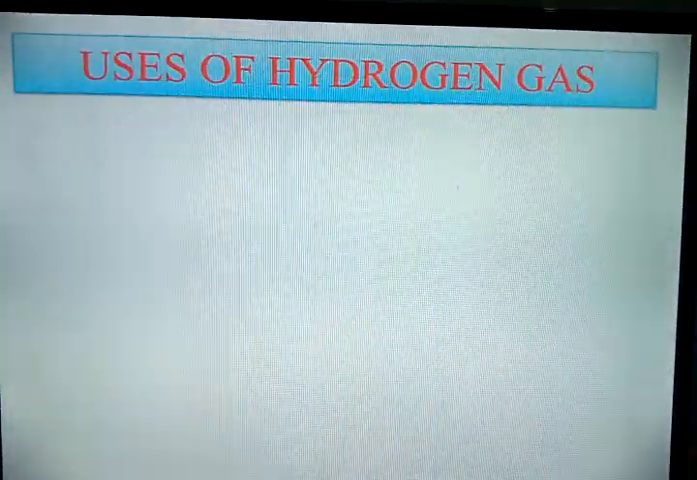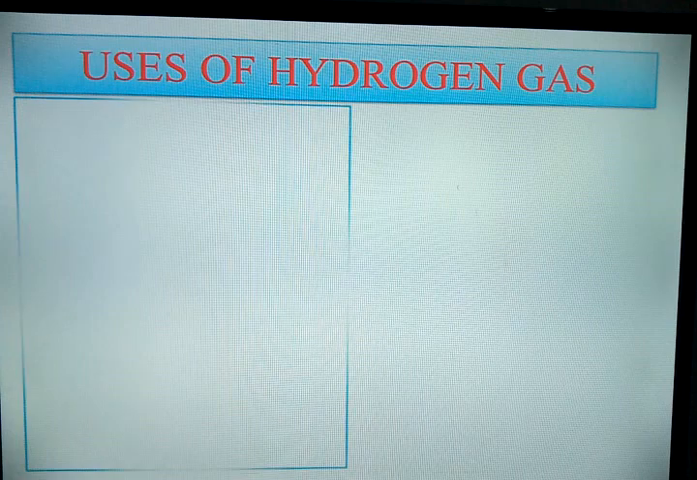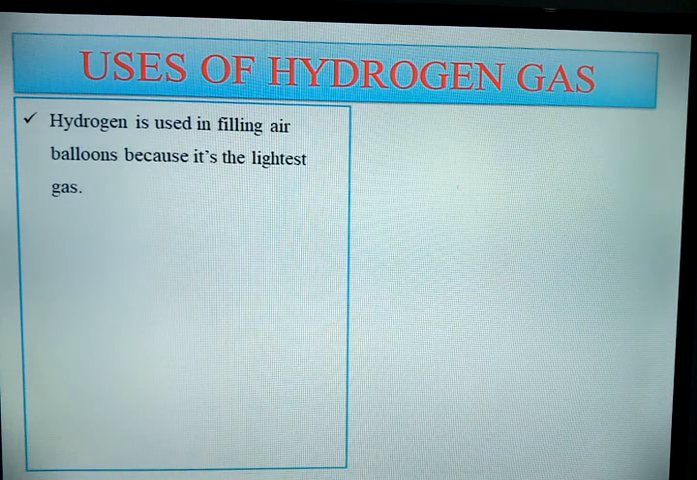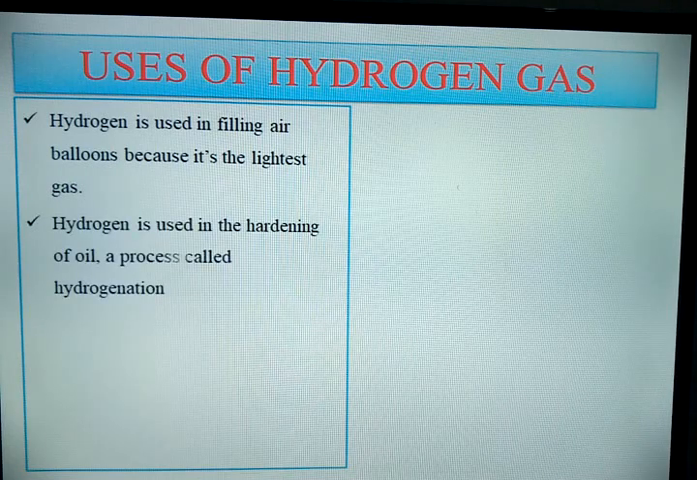As we proceed, we look at the uses of hydrogen. Where is it applied in our daily life? Number one, it is used in filling air balloons because it is light. You've seen these balloons are also being used as means of transport in hilly areas. So if you want to see them being used, you can even go to the Rwenzori side of Uganda. They are being used and they are very common in movies still.